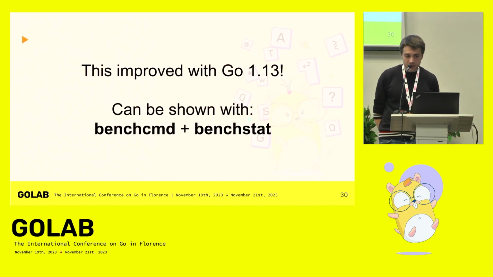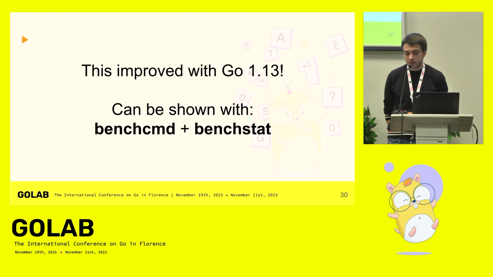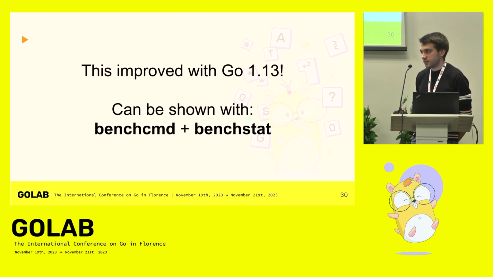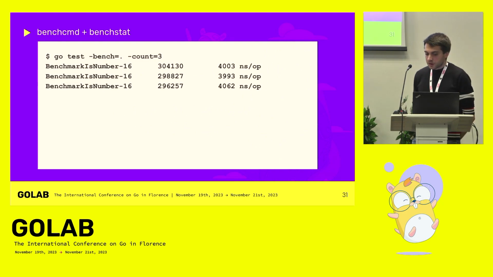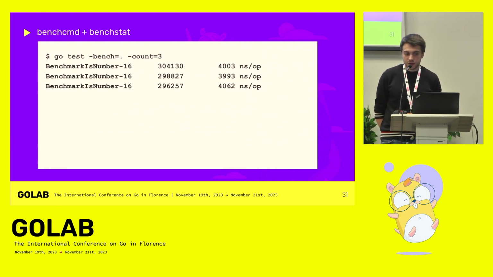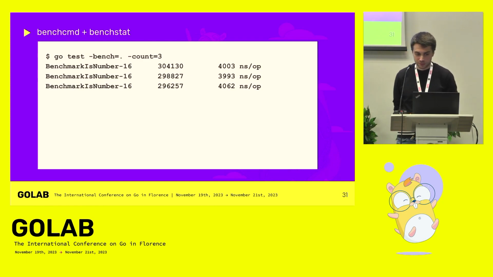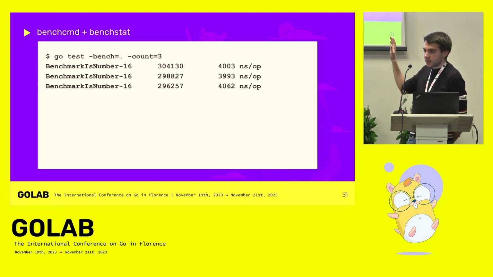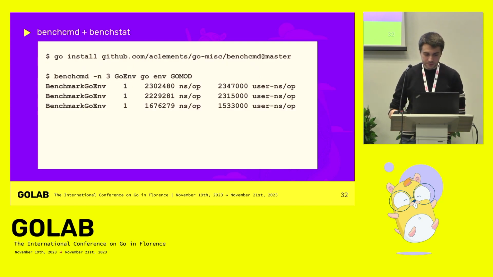So this was improved in Go 1.13, and I'm going to show it with two commands. One is called bench command, and the other one is benchstat. And again, these commands sort of do what it says on the tin, sort of. So let's look at them. If you've got a Go benchmark, you can always run it with go test, right? So here's a benchmark that just checks if a string is a number with regular expressions. And you get some output. The output is the number of iterations and how much each iteration costs in terms of wall time, in terms of real time. You can do something similar with bench command.